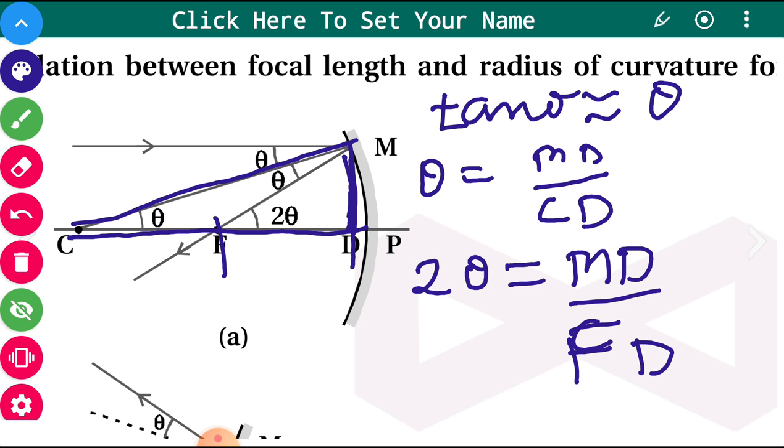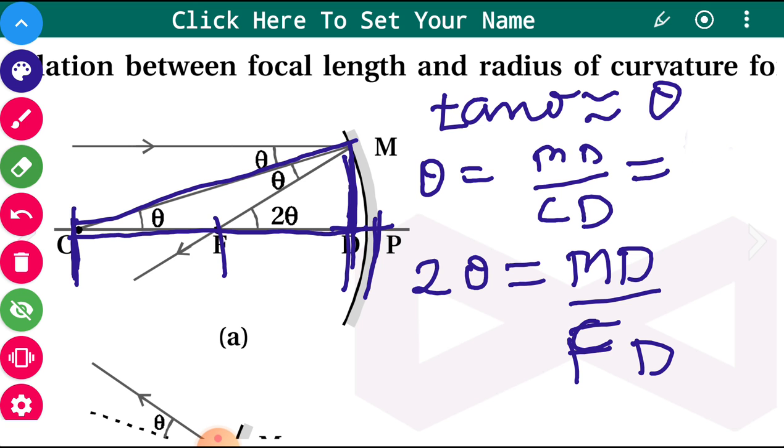Okay, now see C to D is as such equal to C to P. Try to understand, D and P are very close to each other. So that C to P distance is equal to radius of curvature. So it is approximately equal to radius of, sorry, not MD, it is CD. Okay, not the MD. MD will remain as it is. Instead of CD we have to write R.